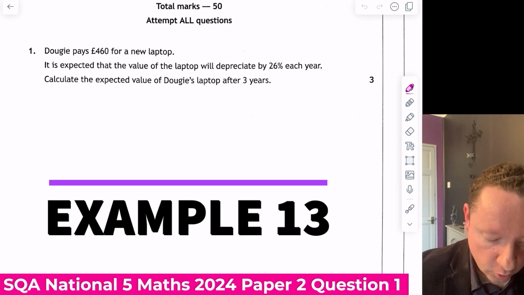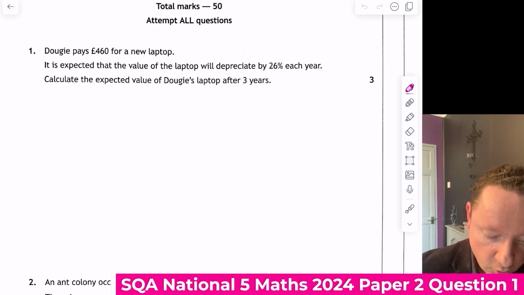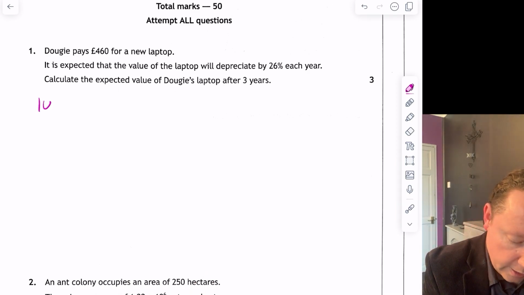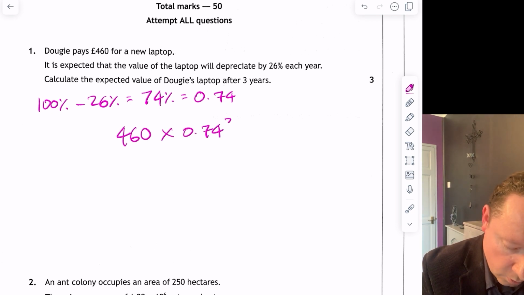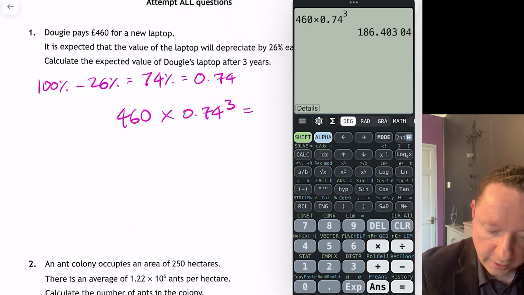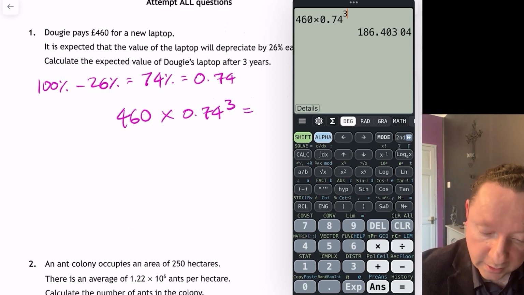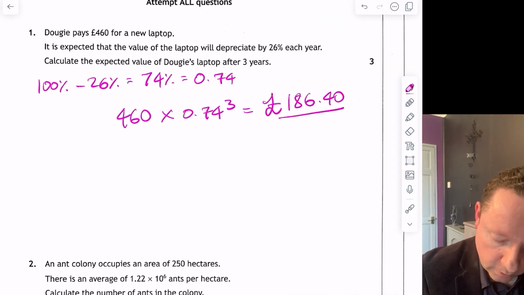Question 1. Dougie pays £460 for a new laptop. It's expected that the value will depreciate by 26% each year. Calculate the expected value after 3 years. So 100% minus 26%, that's 74%, and that is 0.74. So you just do 460 times 0.74 to the power of 3 in your calculator. And we get 186.403, but 2 decimal places for money, so £186.40, and we're done there.